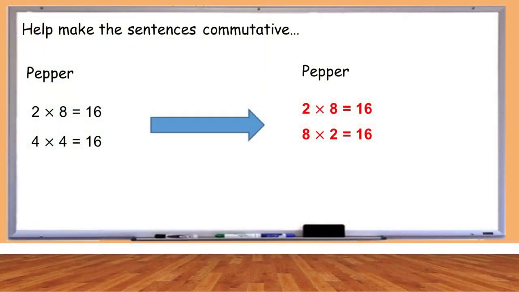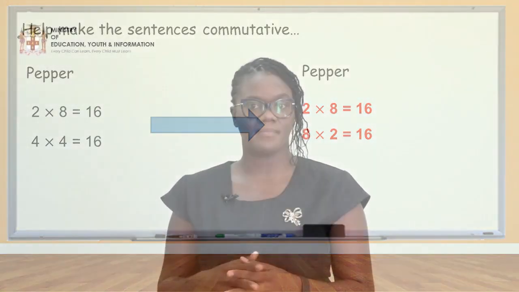Can you give one way the ladies could have planted the 16 pepper trees in their garden so that the factors would be the same? If you said 2 rows with 8 peppers in each row and 8 rows with 2 peppers in each row, you are absolutely correct. Awesome, boys and girls. You have been doing great so far.